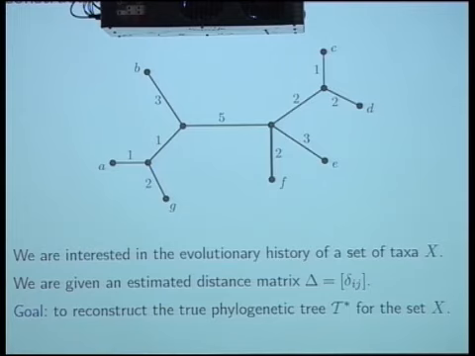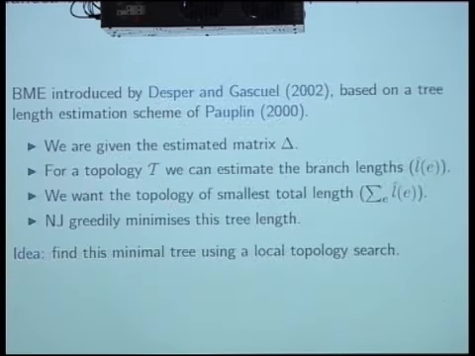We're assuming there is some real underlying tree with proper lengths, and we have some estimated distance matrix delta, and I'm going to call the real tree T star. So the game we're playing is we have the matrix data, and we're trying to work out what the tree is.